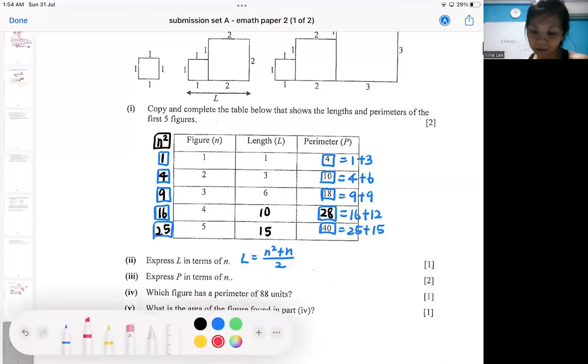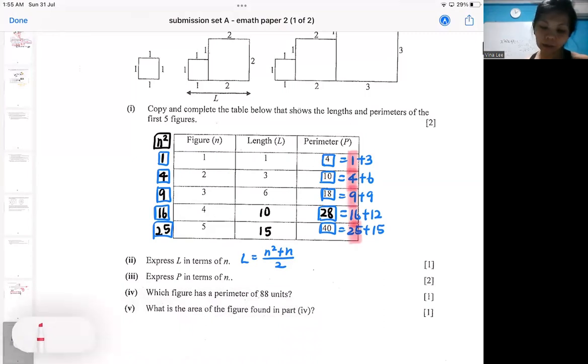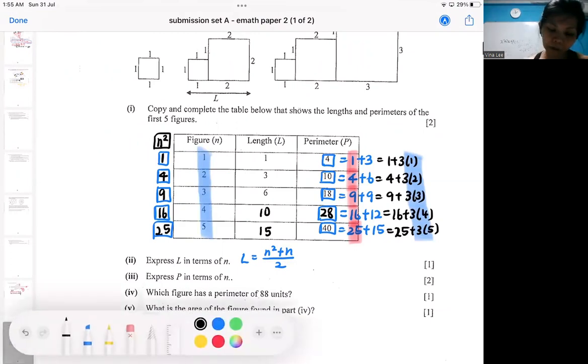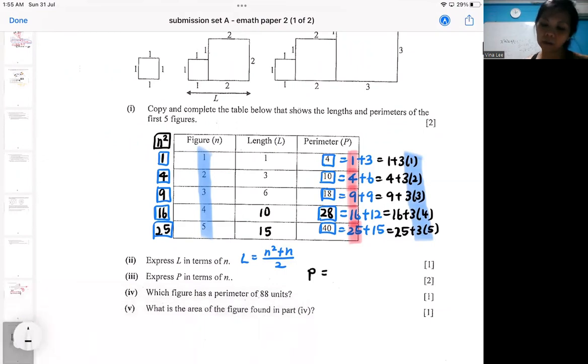If you look, this column is my n squared. And the other column looks like a multiple of 3. So that's how I explore. And if you look carefully, this part is the column of n. So my formula here for P is n squared plus 3n. Okay, no fraction. n squared plus 3n. So it's very important you get these two. If you can get these two right, the subsequent part is going to be so easy.